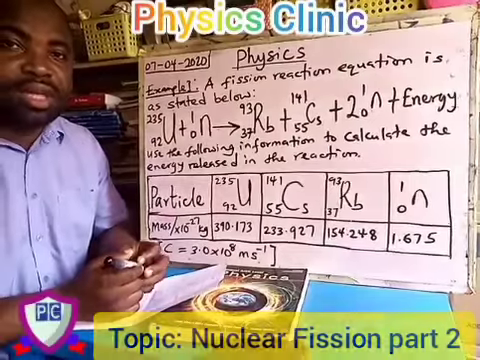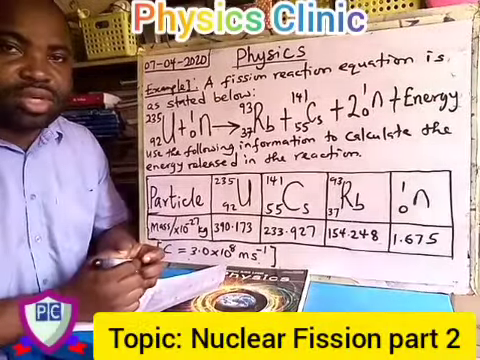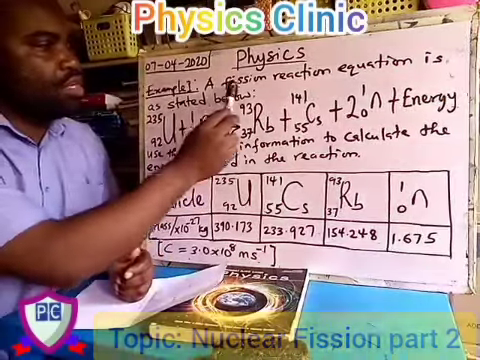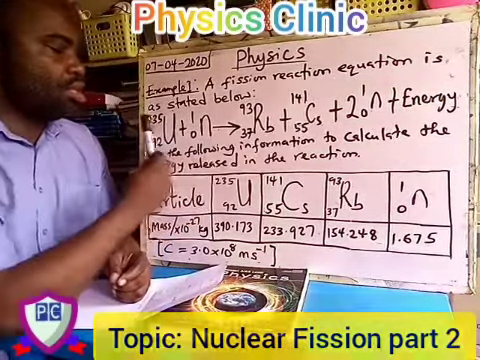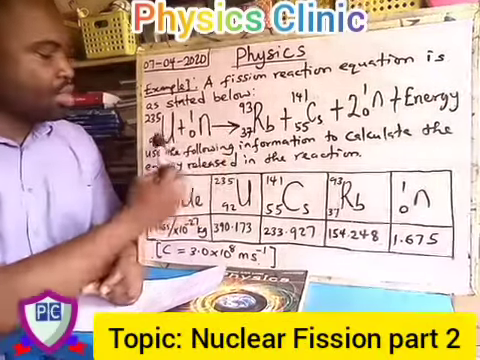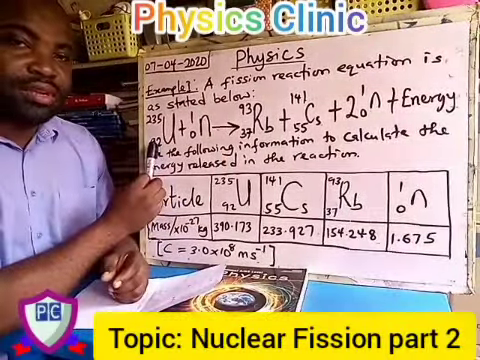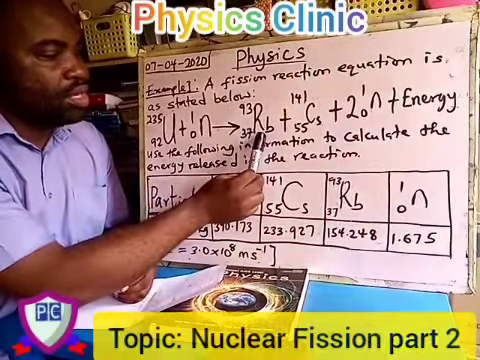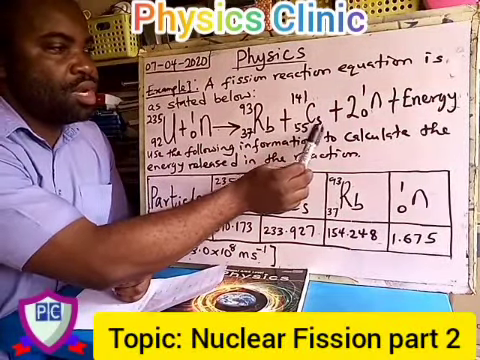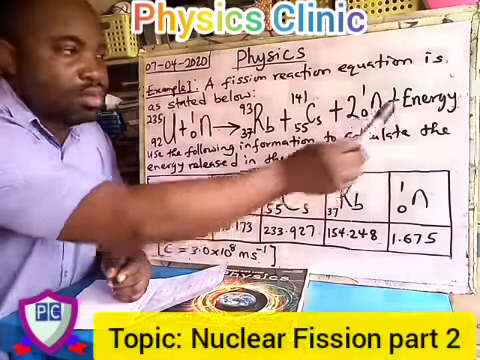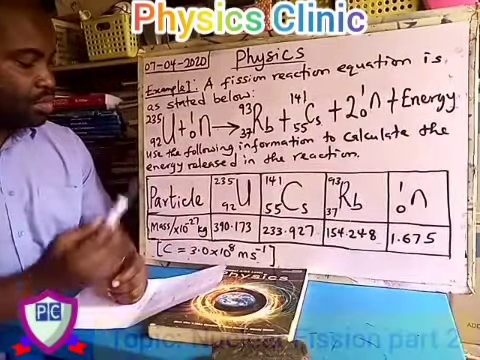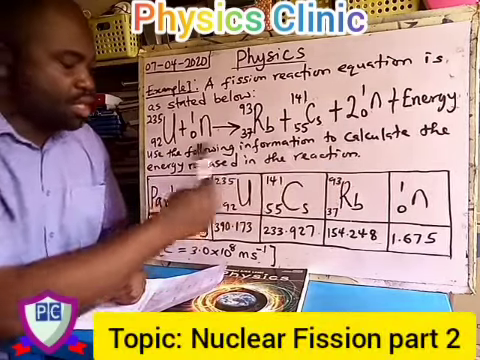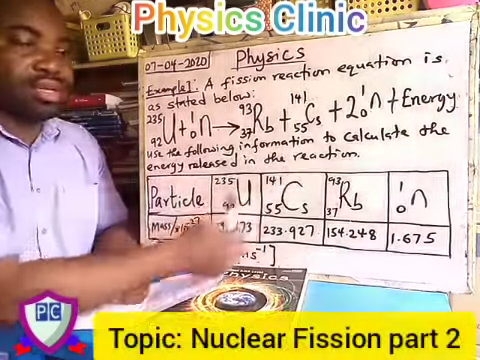Today we are going to be calculating the energy released during a nuclear fission reaction. For example, a fission reaction equation is as stated below. We have uranium-235 bombarded with a neutron, and the products are rubidium-93, cesium-141, and 2 neutrons plus energy. Then use the following information to calculate the energy released in the reaction.